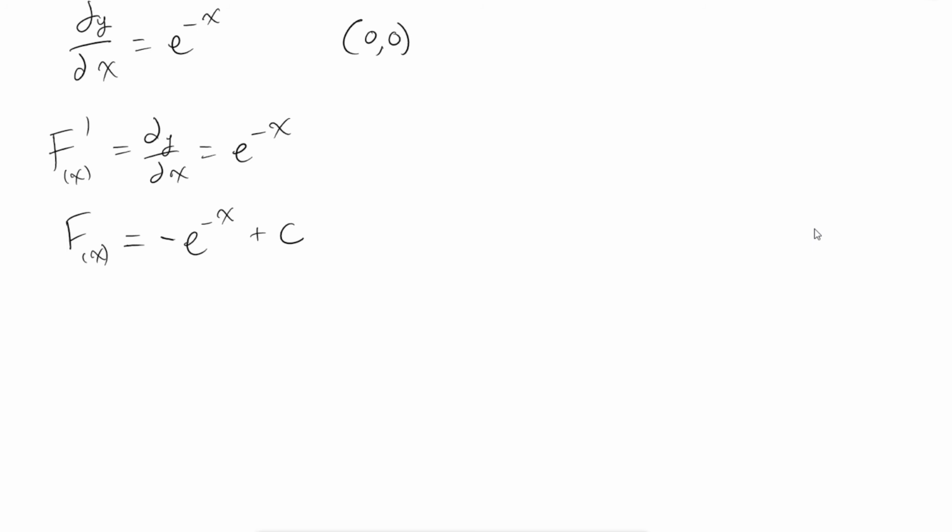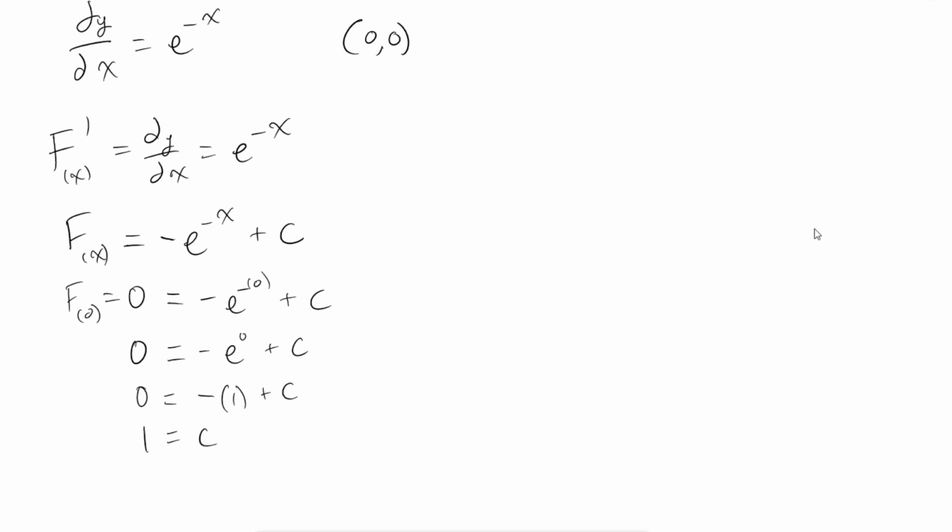But we want a specific value, so we need to know when x is equal to 0. We know that when x is equal to 0, y is also equal to 0. So we substitute in our information. We have 0 is equal to negative e to the 0 plus c. Now, anything to the power of 0 is equal to 1. So we have 0 is equal to negative 1 plus c, or 1 is equal to c.